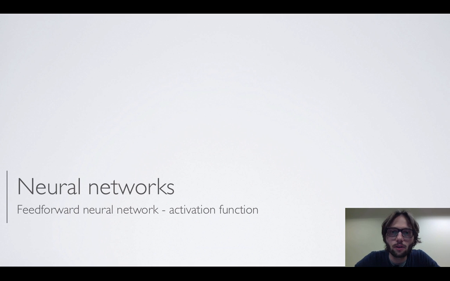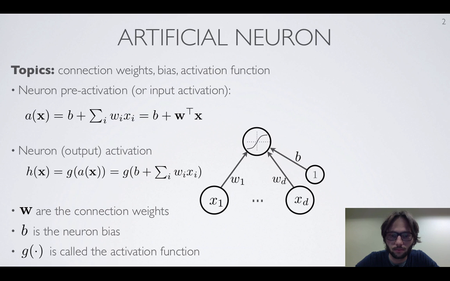In this video, we'll see different potential choices for the activation function of a neuron. So we've seen previously the computation that is made in the neuron, and we saw that it involved this G function, which we call the activation function. So here we'll just see different popular choices for activation functions in neural networks.